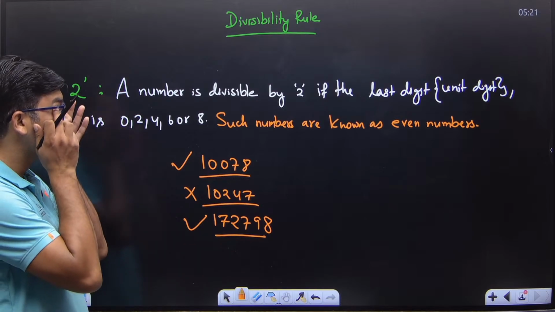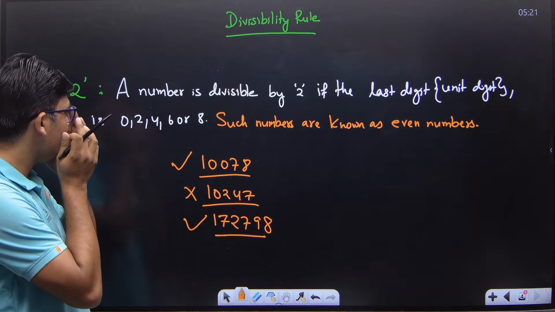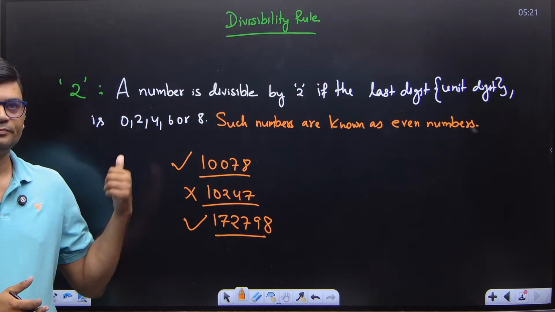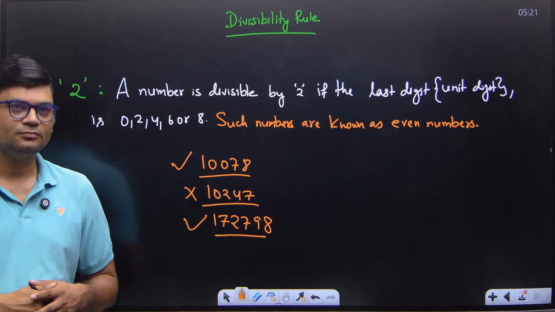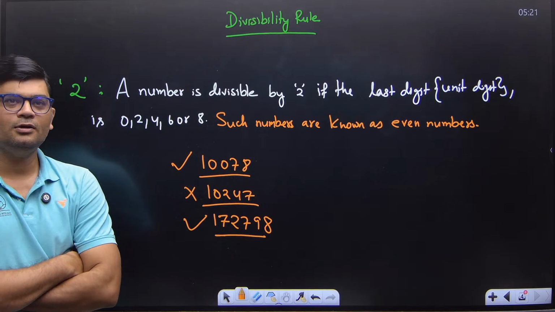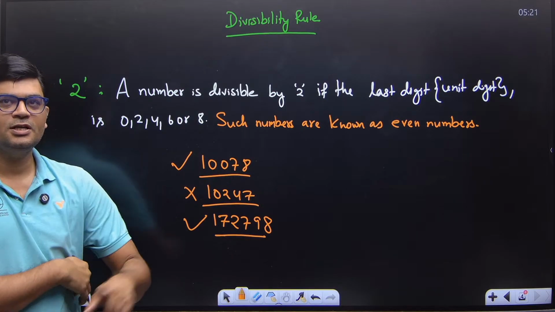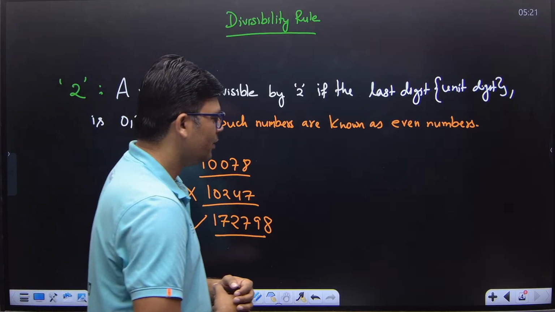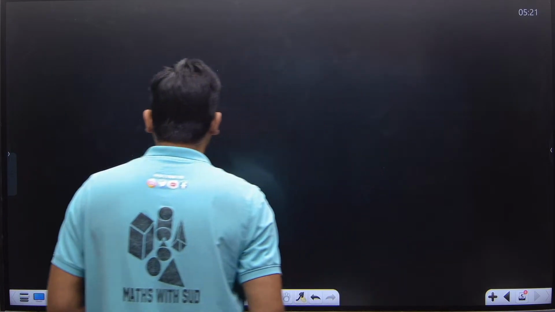So a number is divisible by 2 if the last digit is 0, 2, 4, 6 or 8. Such numbers are known as even numbers. Good. Now the divisibility rule for 3.